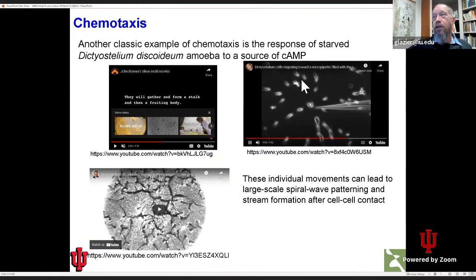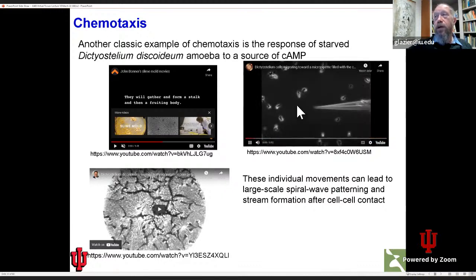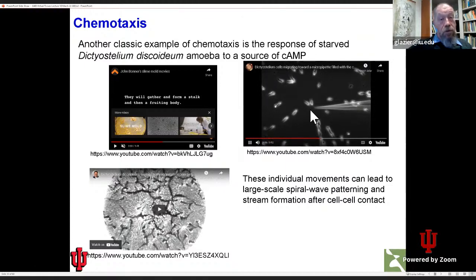But you see here clearly almost a rather simple forward-directed movement. The velocity seems to be relatively uniform, and they seem to move up the gradient pretty directly. It's not random movement.